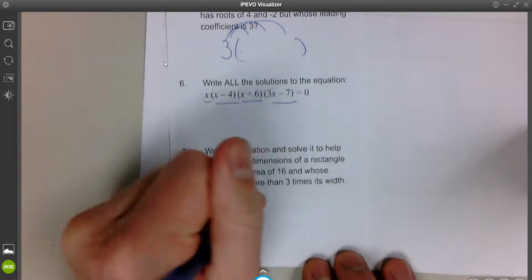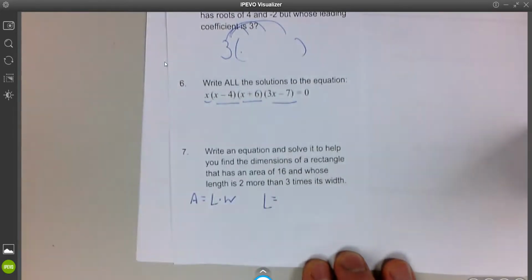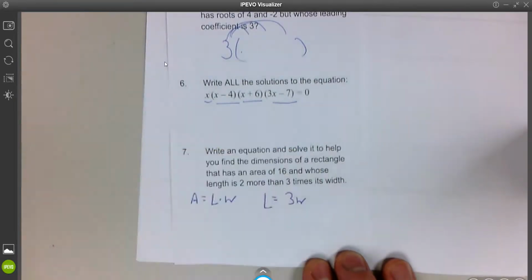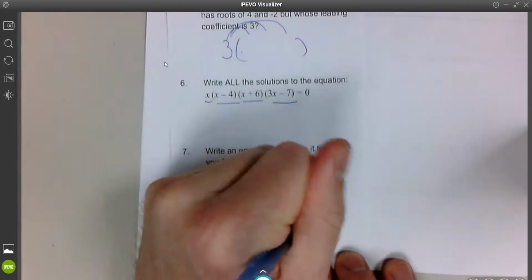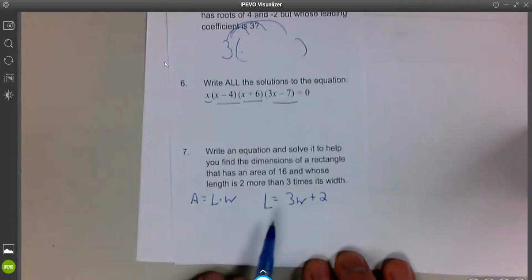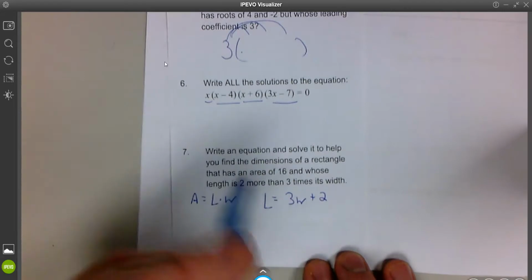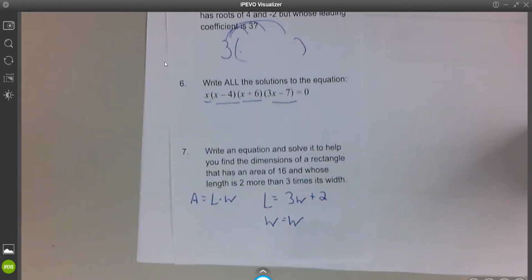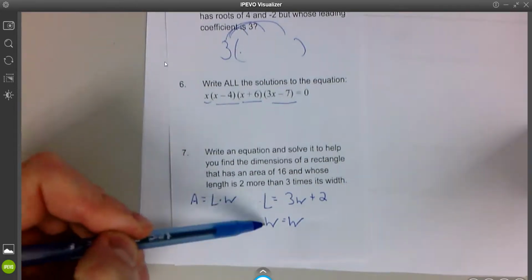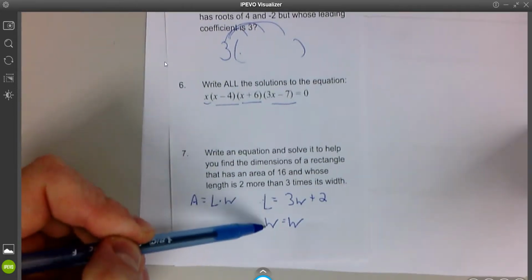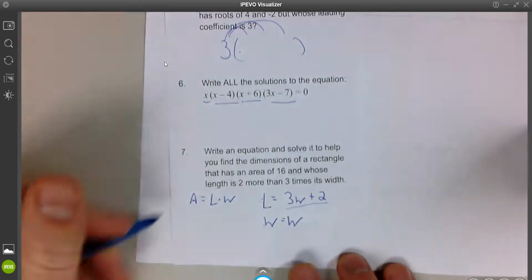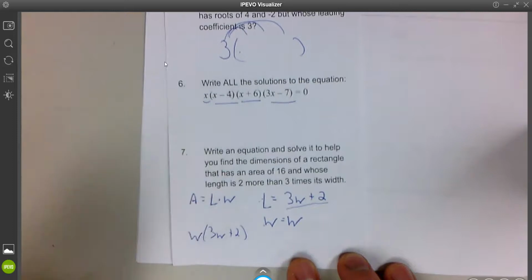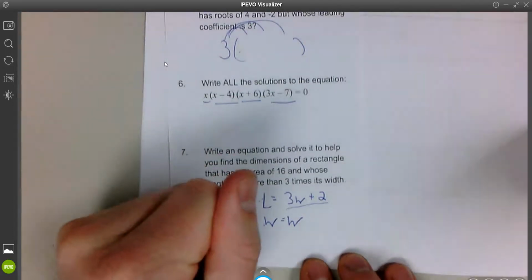The length is 2 more than 3 times the width. So there's 3 times the width, and I want 2 more than that, plus 2. So my length equals this. My width just equals my width, W. And now if I times these two things together, length times width, I get the area. So I'm going to times 3W plus 2 by W, and that will be equal to the area.